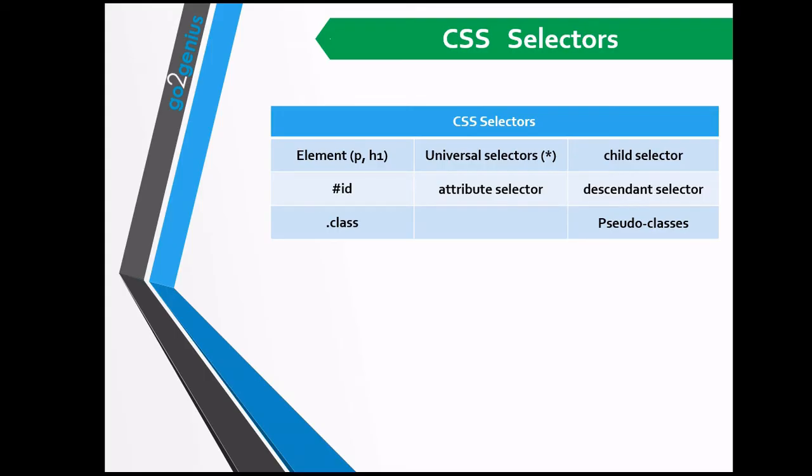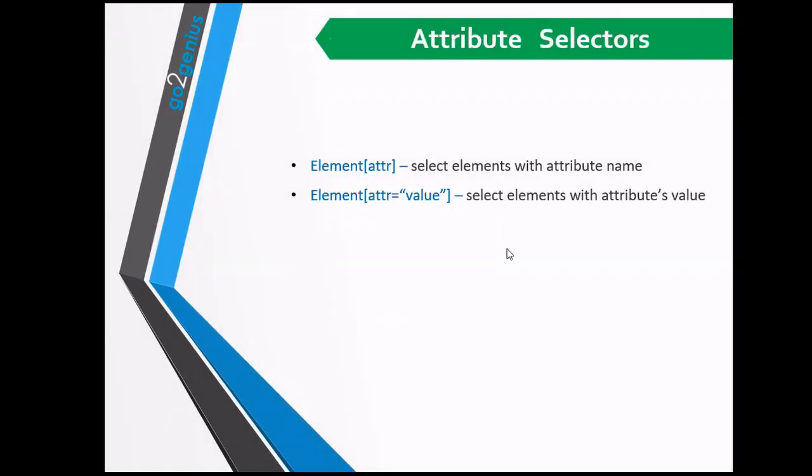The attribute selector is used to select elements with a specified attribute name or attribute value, and we can do many more things with attributes. So let's start with the basic attribute selector. When we select an element by attribute, we use a specific format to write the CSS: the element name and the attribute name inside square brackets. So let's see in the code how we can achieve this.